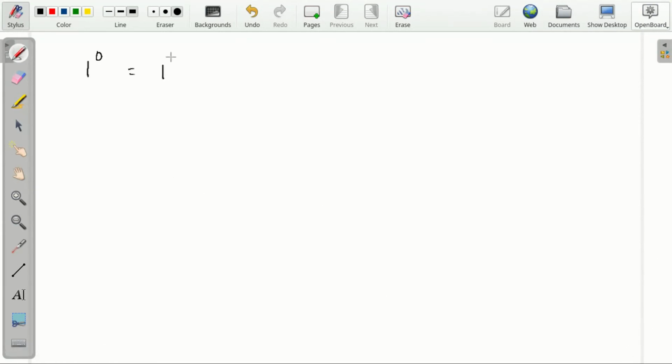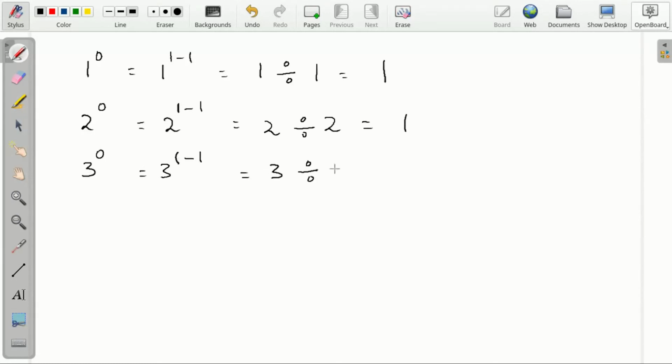And hence we can apply the same logic to any number. Any number raised to the power 0 can be written as the number power 1 minus 1, which is equal to the number divided by the same number, which always ends up giving you 1.